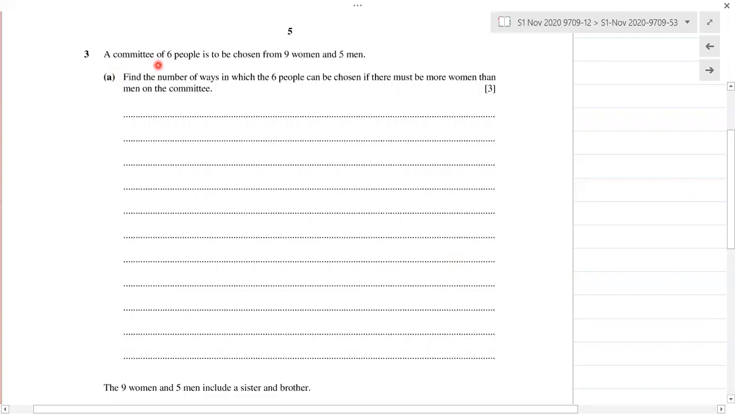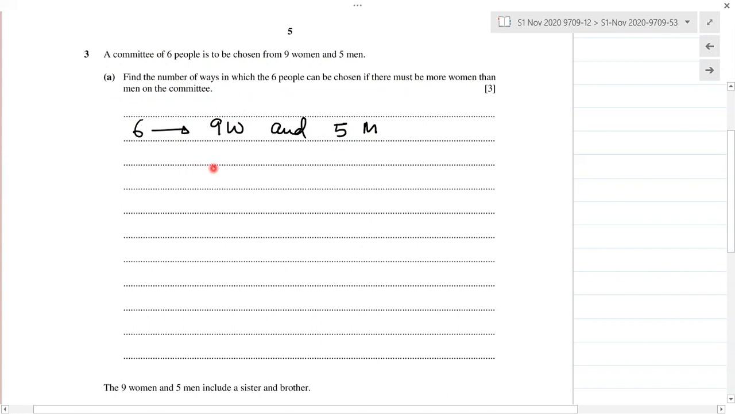Question 3. A committee of 6 people is to be chosen from 9 women and 5 men. So we have to select 6 from 9 women and 5 men. Find the number of ways in which 6 people can be chosen if there must be more women than men in the committee.